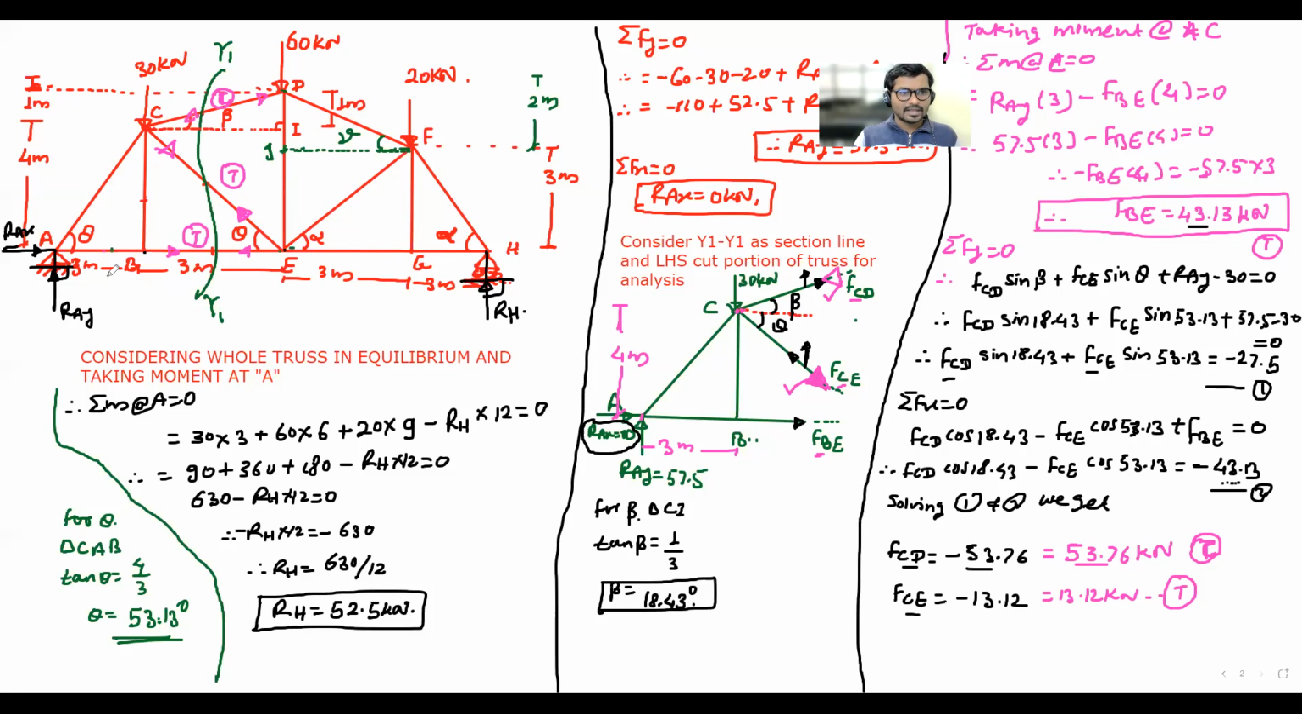Do you want to go for this one? Go for it. Write down below. For force in member CB, consider a section line Y2 Y2.